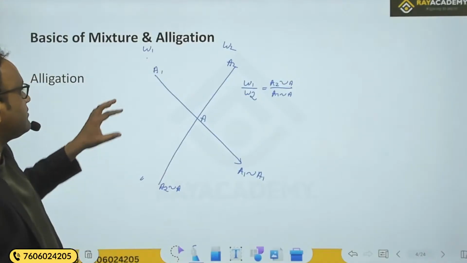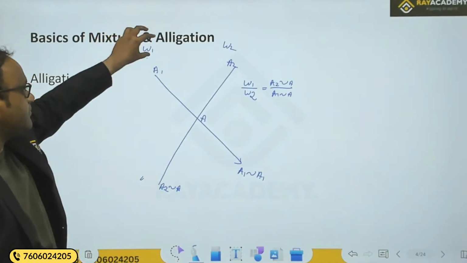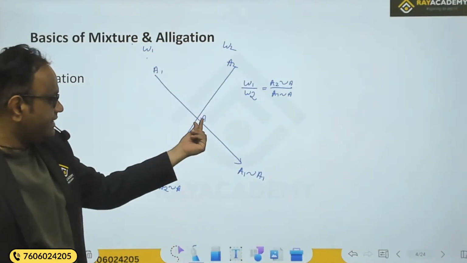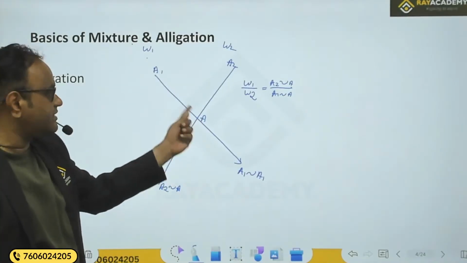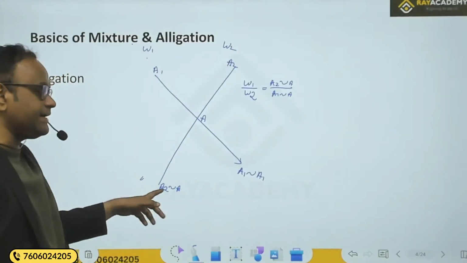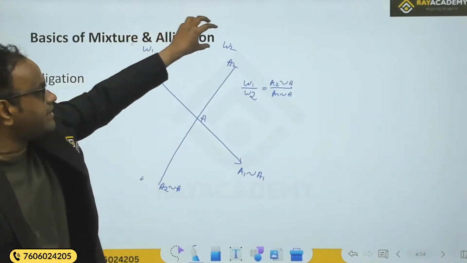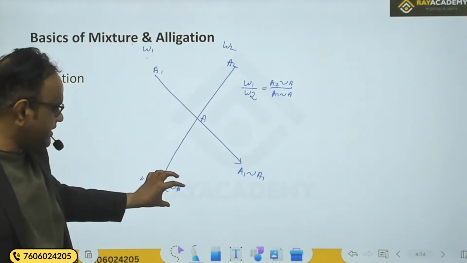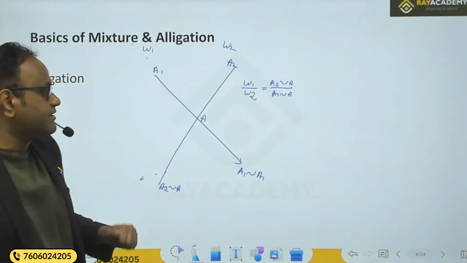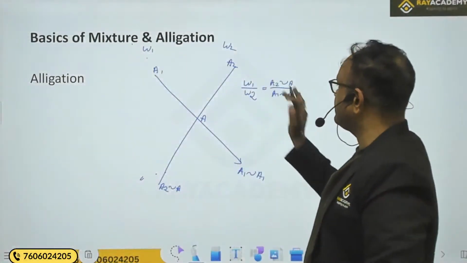Just I am repeating for your sake. You just draw these two lines crossing each other. Here W1, here W2, here A1, A2, and this is A. A is the average of the mixture. Along this line, A1 and A difference. Along this line, A2 and A difference. Now what alligation says is that W1 divided by W2 will give you A2 difference A divided by A1 difference A. Very simple.